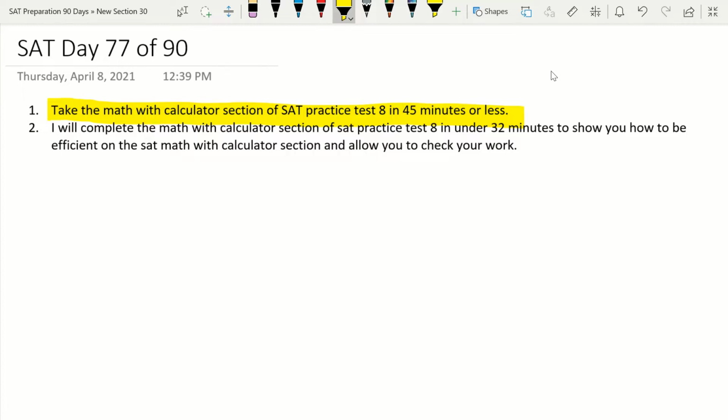So after you take that practice test 8 in 45 minutes or less, I'm going to go through and complete that same practice test 8, but I'm going to do it in under 32 minutes, okay? This way I can show you how to be efficient on the math with calculator section, and at the same time, it'll allow you to check your work. So make sure that you check if your answer is correct, and also check to make sure you're doing the problems efficiently. In order for me to complete it in under 32 minutes, I have to be pretty efficient. So try to pay attention to how I'm getting to my correct answers, okay?